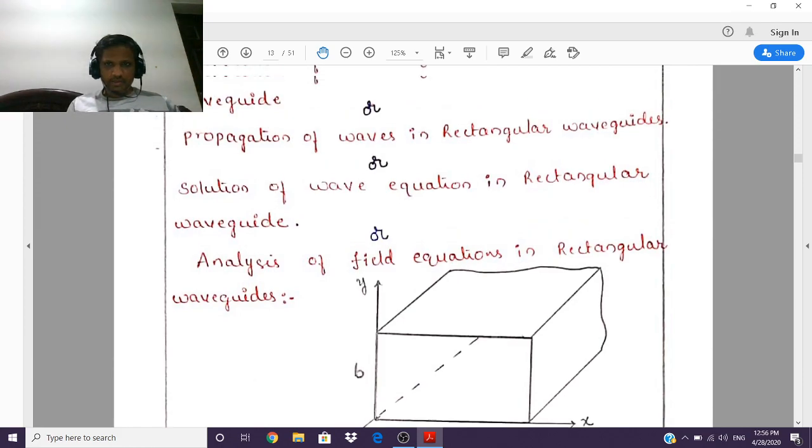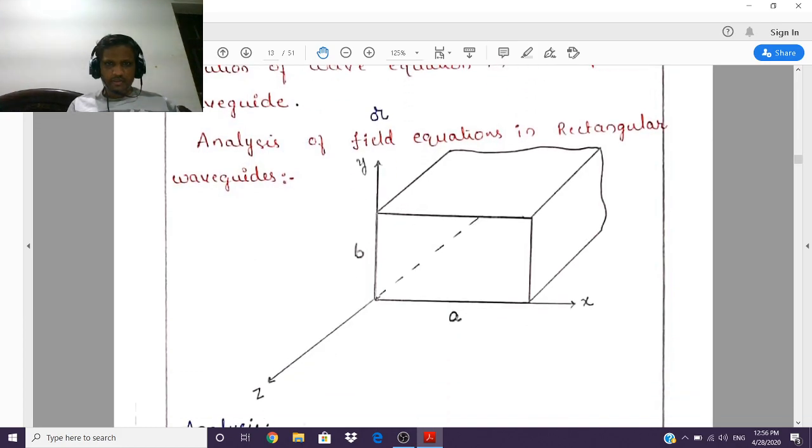Why do we actually find out these wave equations? This is a common analysis which will be used for understanding the transverse magnetic mode of analysis as well as the transverse electric mode of analysis. This is a common analysis which we will be finding before we proceed towards TE and TM mode of analysis.